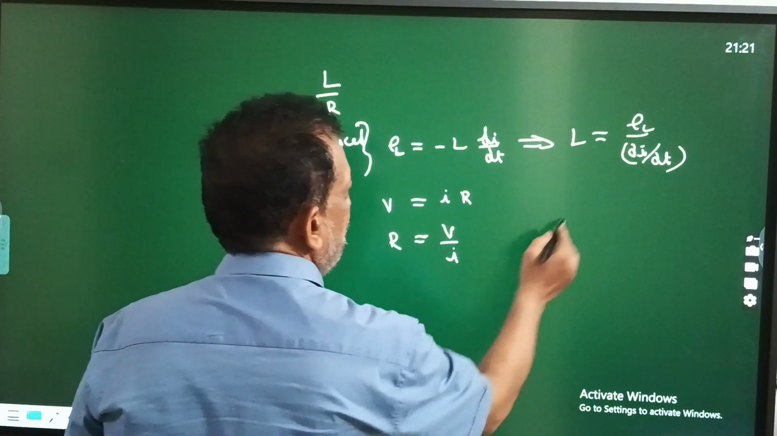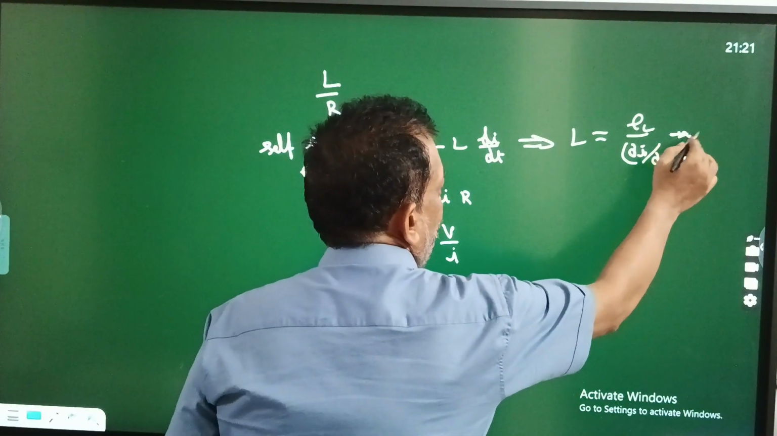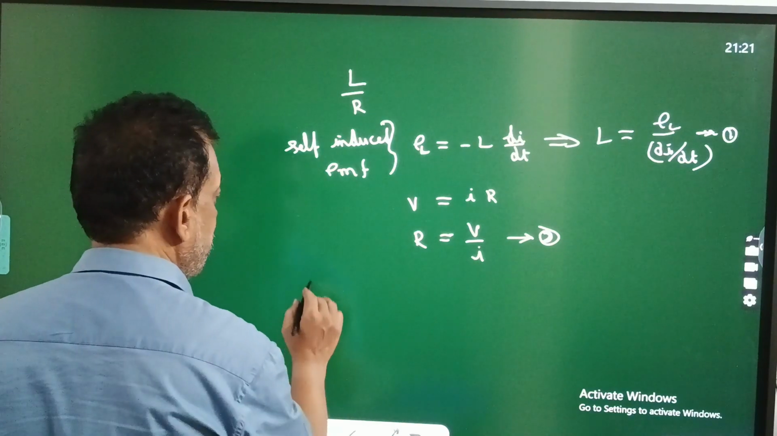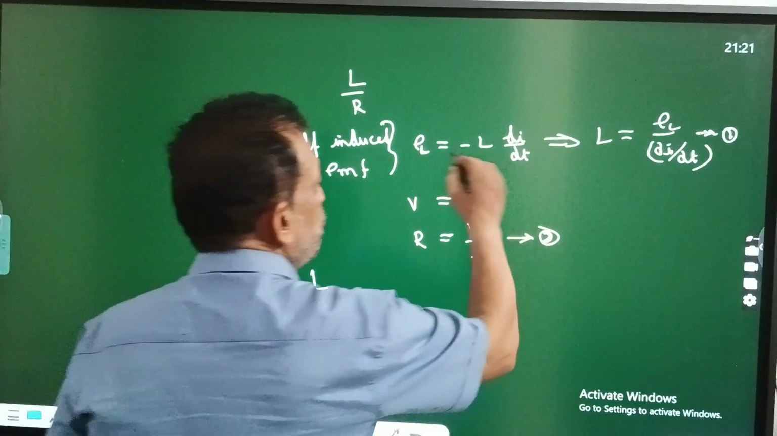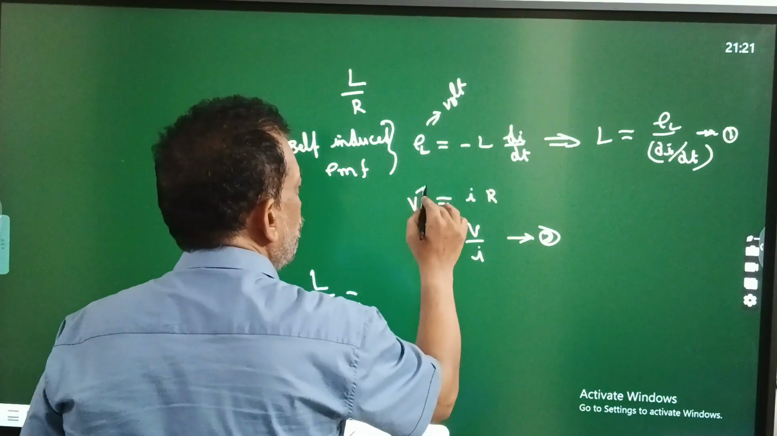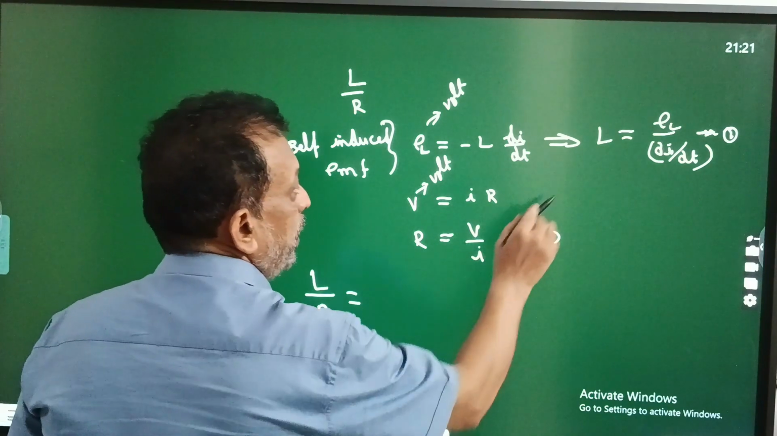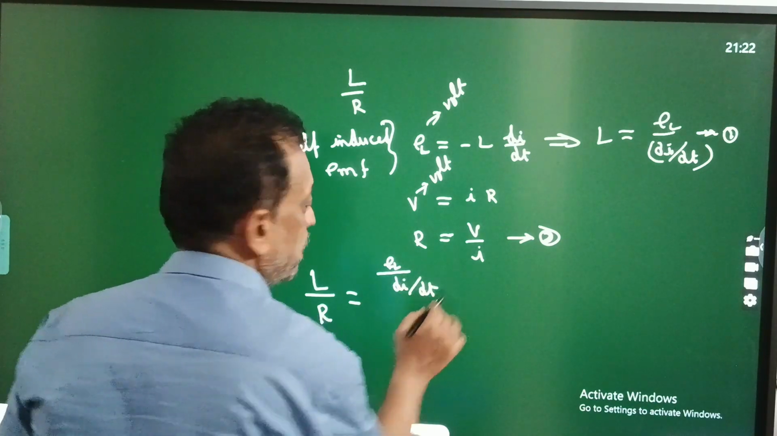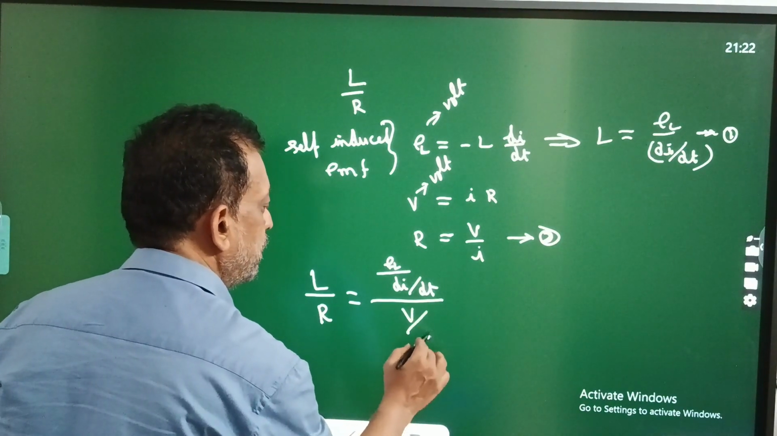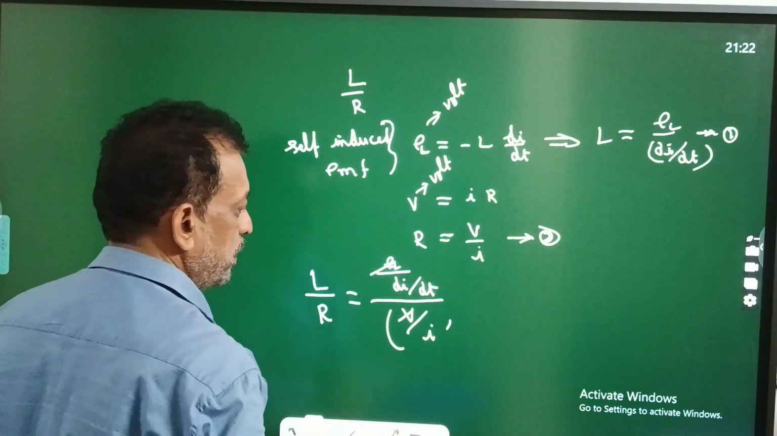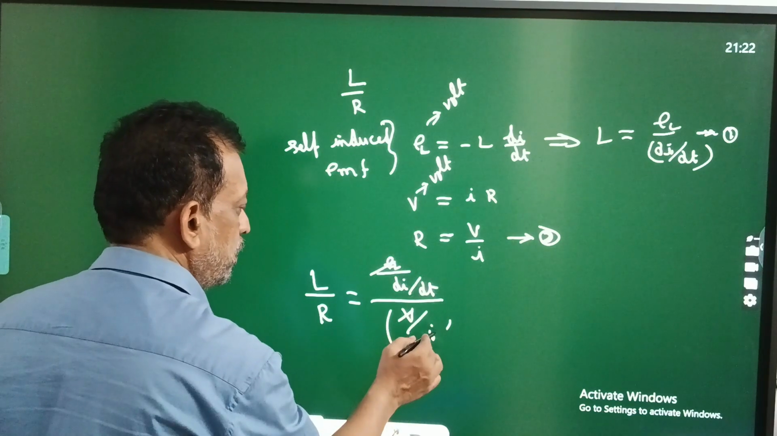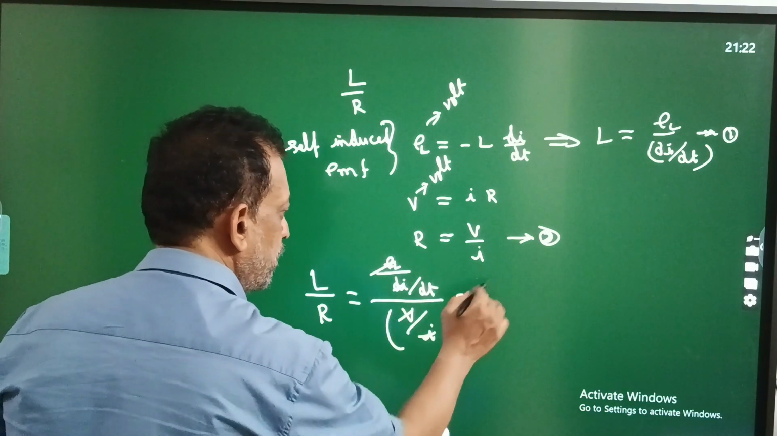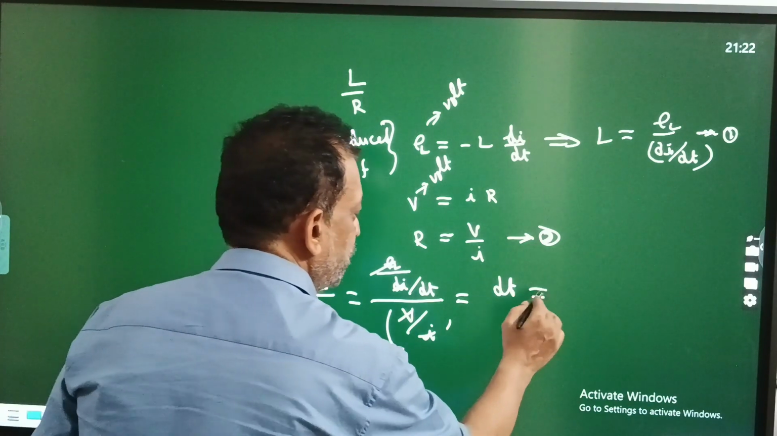Now this I can say 1, this I can say 2, so I can divide 1 by 2. So L by R is equal to E_L divided by di by dt, whole divided by V by I. The unit of this is volt, this is also volt, so cancel. Now this goes to the numerator, this is cancelled, and this dt goes to the numerator, time dt. It is nothing but time t. Understood?